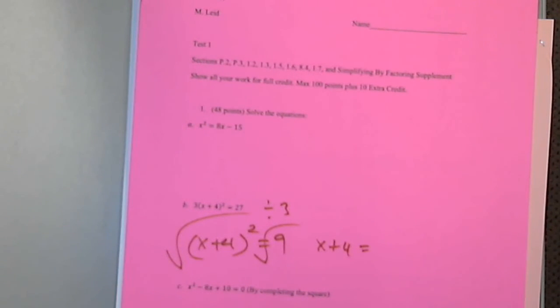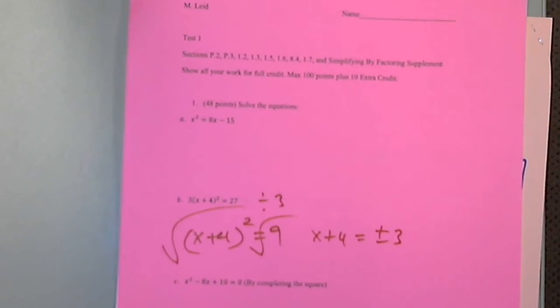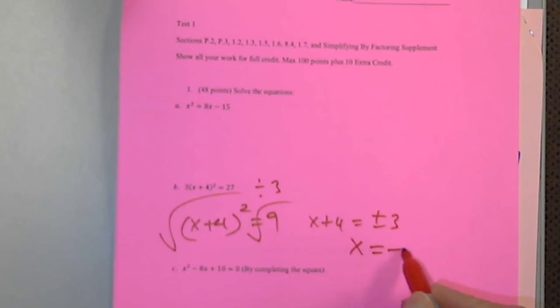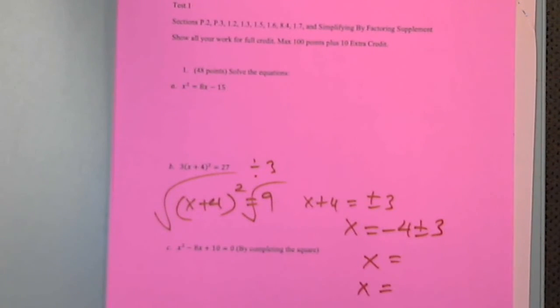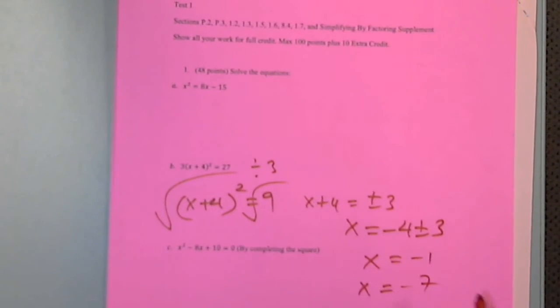And what do we have on the right-hand side? Very good. And then we have to subtract 4. And we do have to present 2 clean solutions. What is the first one? Negative 1. And what is the second one? That's it.